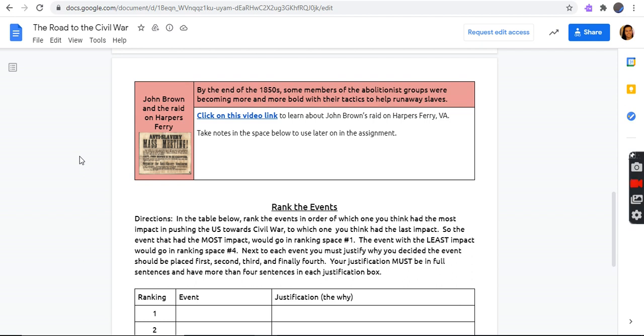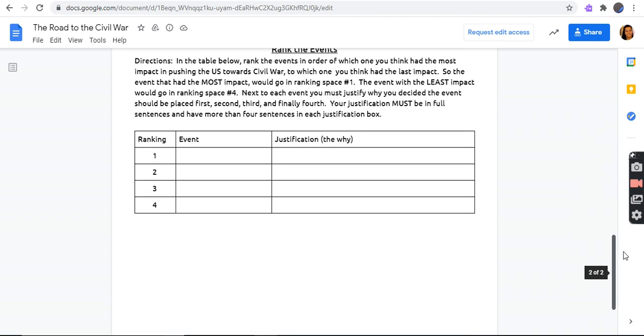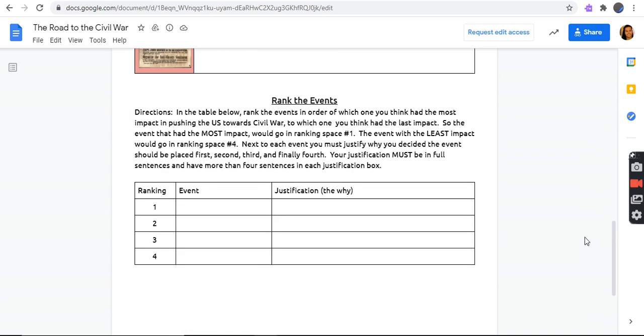By the end of the 1850s, some members of abolitionist groups were becoming more and more bold with their tactics to help runaway slaves. Click on this video link to learn about John Brown's raid on Harper's Ferry, Virginia. Take notes in the space. Also, rank the events. Directions.